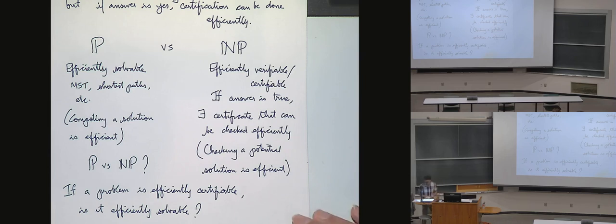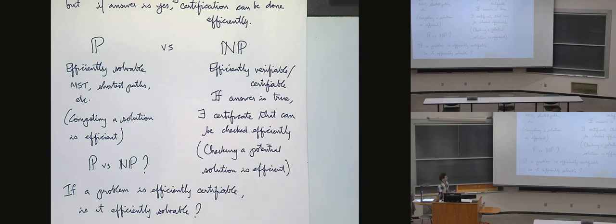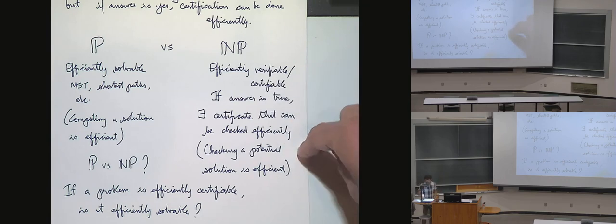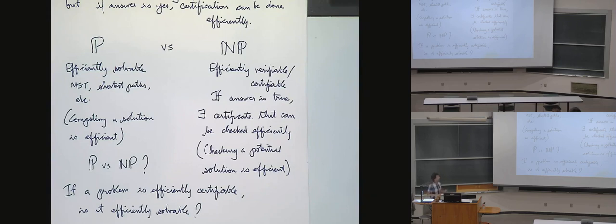But there are many questions that have this flavor of checking a potential solution is quite efficient, but we don't know if computing a solution is efficient. So I'll give you one example. So does this sort of make sense? This is a distinction. And the P versus NP question is, if it's efficiently certifiable, do we think it's efficiently solvable? We don't think that is the case, but we don't have a proof. And essentially the entire field of cryptography is built on this assumption. It's built on even more assumptions. But this assumption is the basics.